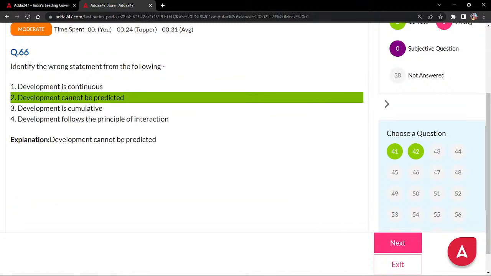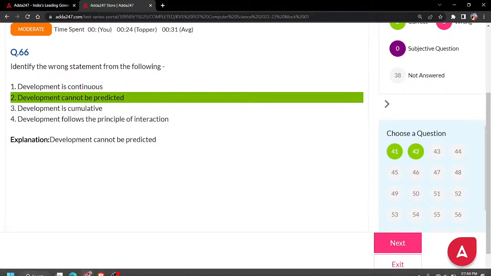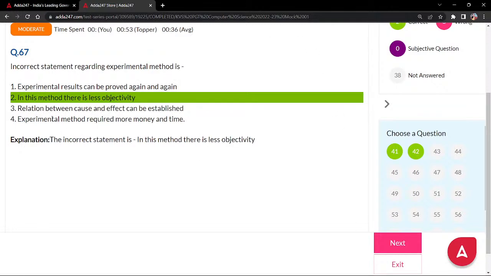Identify the wrong statement. Development is continuous, development is cumulative, and development follows the principle of interaction. That is the correct option. Development cannot be predicted, that is the wrong option; we can predict development. Incorrect statement regarding the experimental method: in this method, there is less objectivity. That is incorrect. Experimental results can be proved again and again, the relation between cause and effect can be established, and the experimental method requires more money and time.